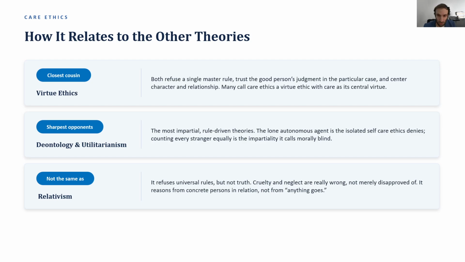There is one other relation worth naming. It may be tempting to think that an ethics that refuses universal rules must collapse into relativism. But care ethics explicitly rejects that. It does not say anything goes. It says that responding well to real people in real relationships is genuinely better than responding badly, that cruelty and neglect are really wrong, not just disapproved of. Care ethics refuses abstract rules precisely because we are concrete persons in relation with one another.